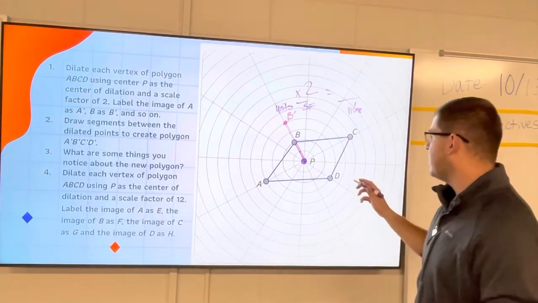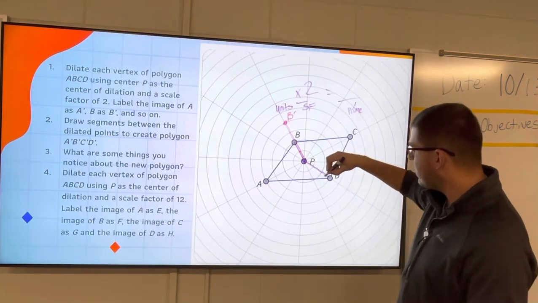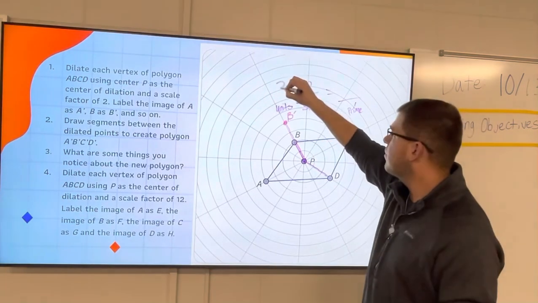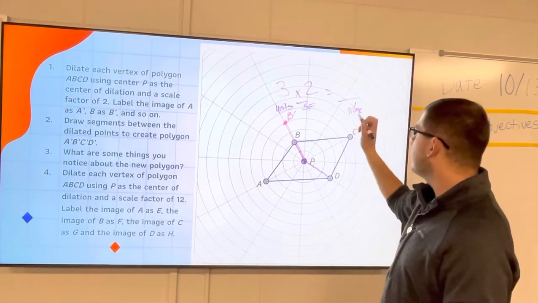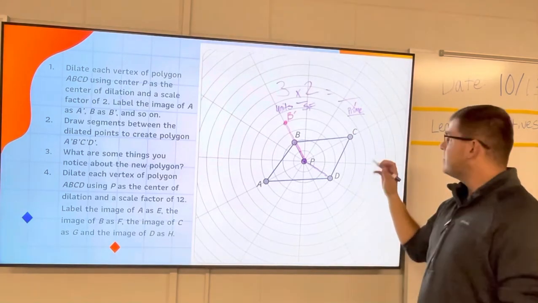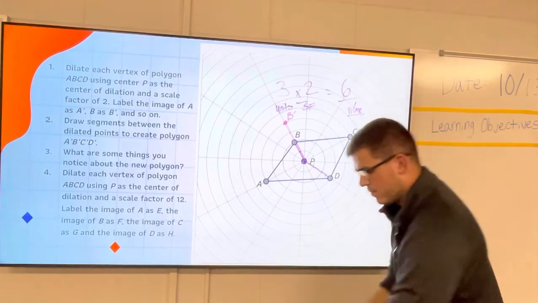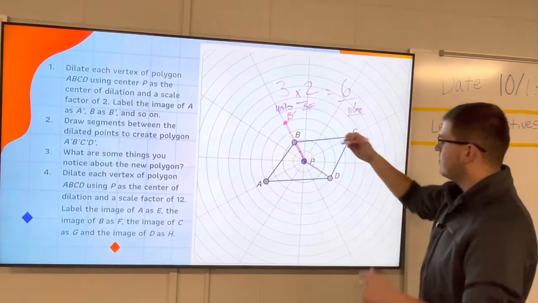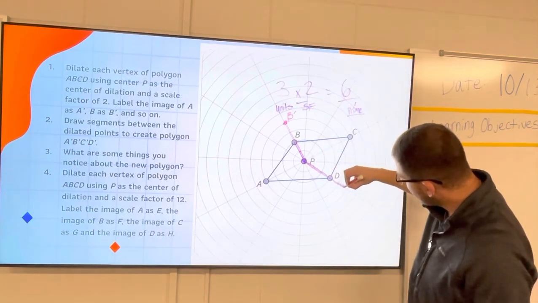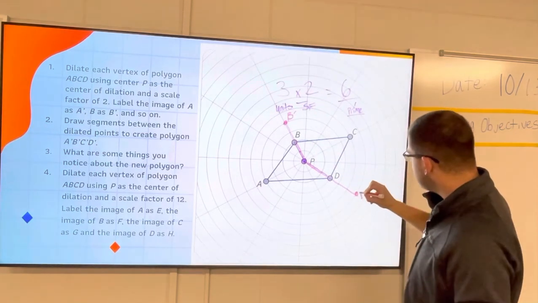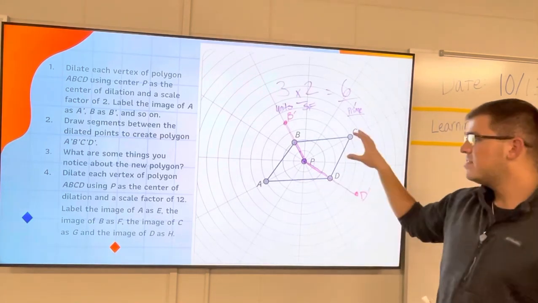Okay, so let's just say I'm going with D now. It's 1, 2, 3 units from the center of dilation. 3 units times a scale factor of 2, my D prime, my prime point, is going to be 3 times 2, 6 units from the center of dilation. Okay, so now I'll draw this in red. So it's 1, 2, 3, 4, 5, 6. D prime, label it. Okay, do that for A and C as well.